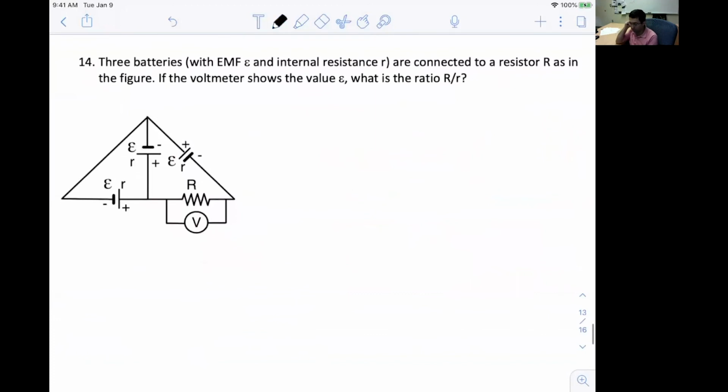Okay, this is one of the exam or homework problems from last year. We have 3 batteries connected to a resistor R, as in the figure. If the voltmeter shows the value epsilon, what's the ratio of capital R divided by small r? The batteries have epsilon EMF and small r internal resistance.